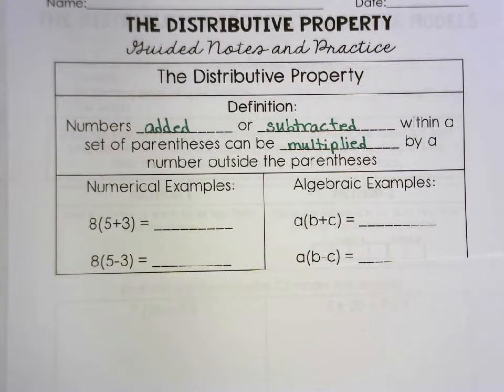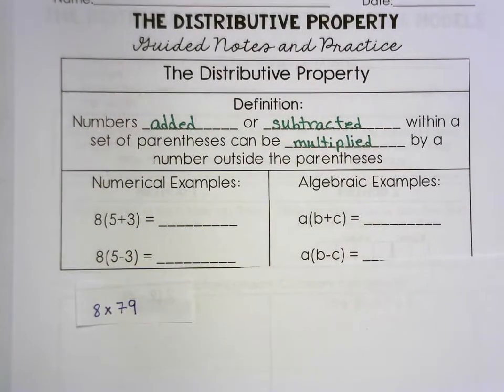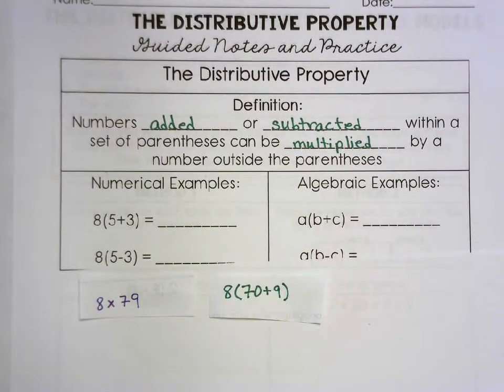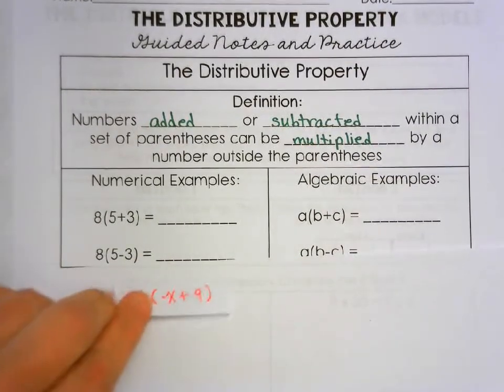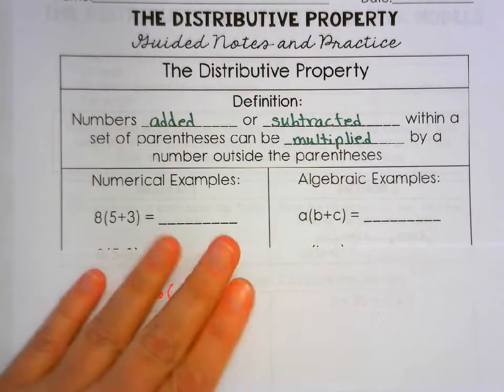Well, it can come in kind of handy when we get problems that we need to do in our head, like 8 times 79. Because that's not an easy multiplication problem to do in my head. But if I split it up into 8 times 70 plus 9, then it becomes much easier to do. It is also going to become very handy when we need to simplify expressions and we have a variable, and we cannot add an x to a 9. So let's see how it works.